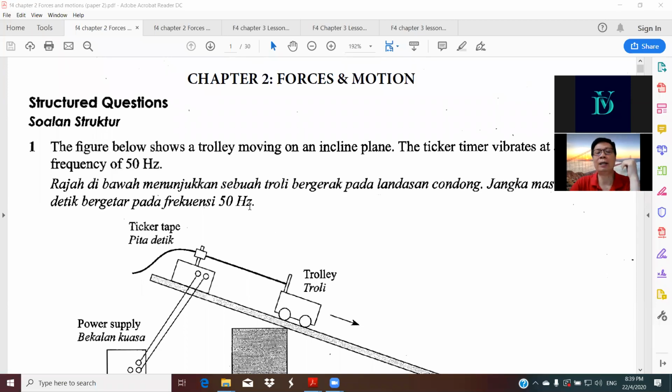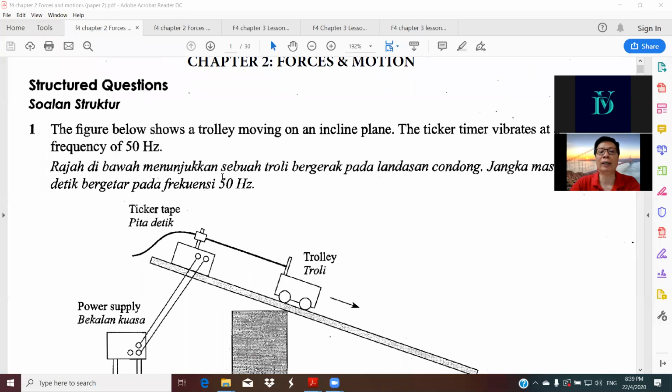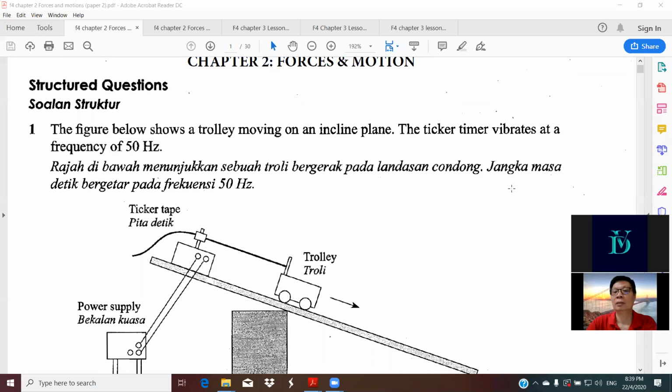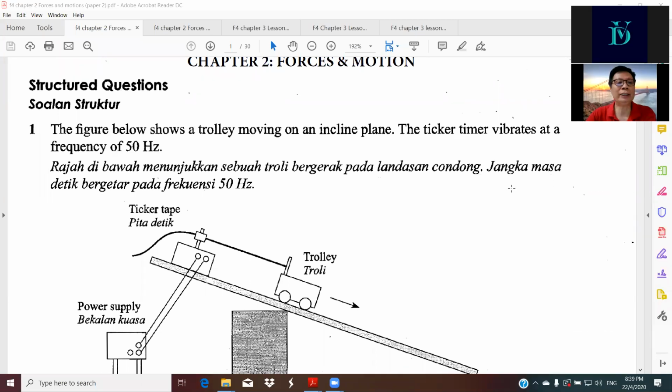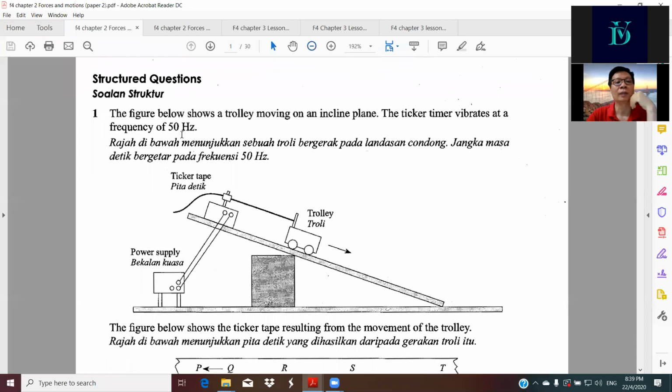Okay, we start now. You look at question number 1. Someone wants to come in again. This question, question number 1. You read the question. The figure shows a trolley. This is a trolley moving down.